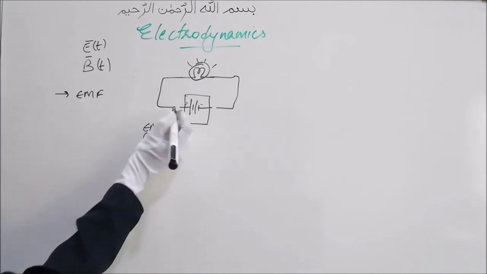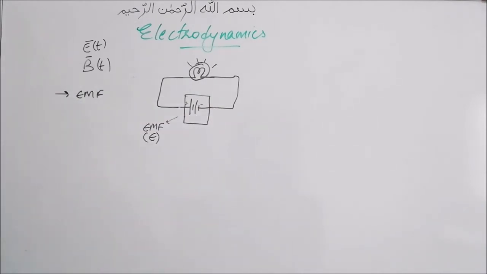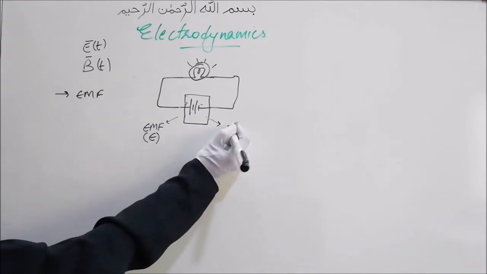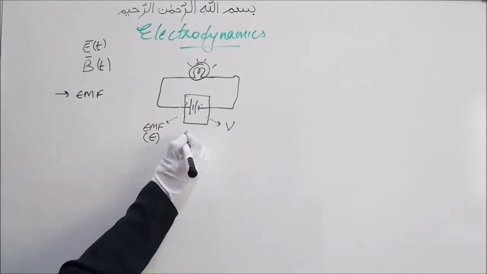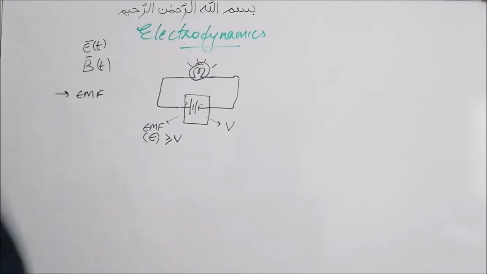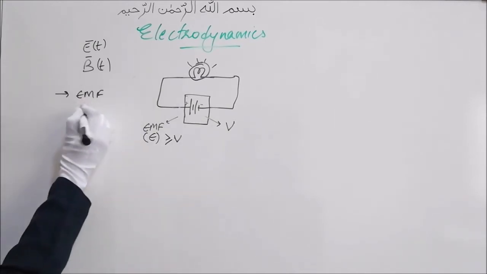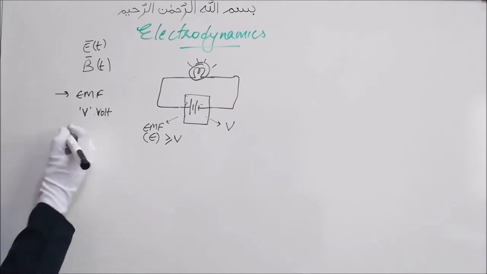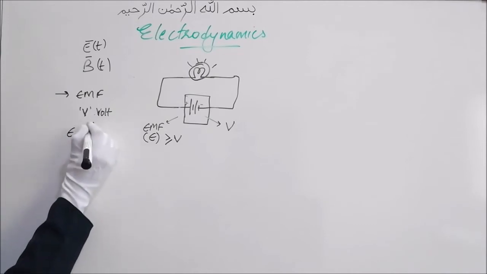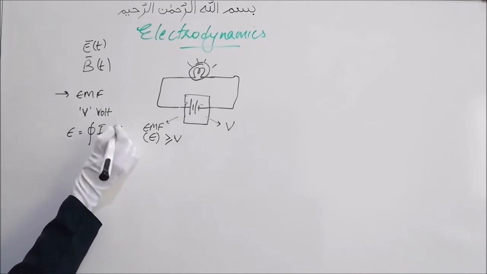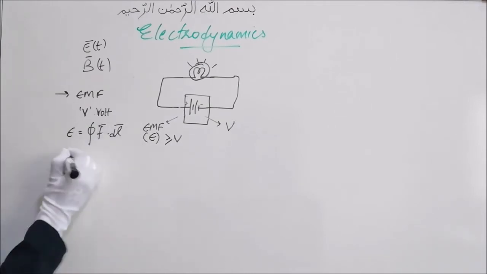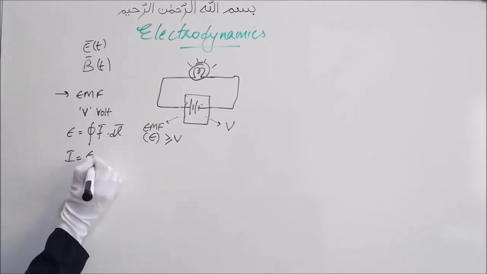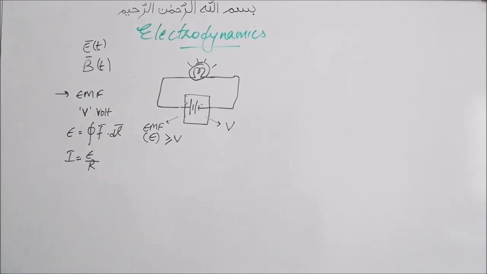But when it is connected to the external circuit, the voltage reduces slightly due to internal resistance of the battery, and then the potential difference becomes the voltage. So we can say that this EMF is greater than or equal to the voltage. The unit of EMF is also volt, capital V, and it is also given as integration F bar dot dl bar, where this F bar is the force, and the current which arises because of this EMF can be written as epsilon divided by R, or E divided by R.